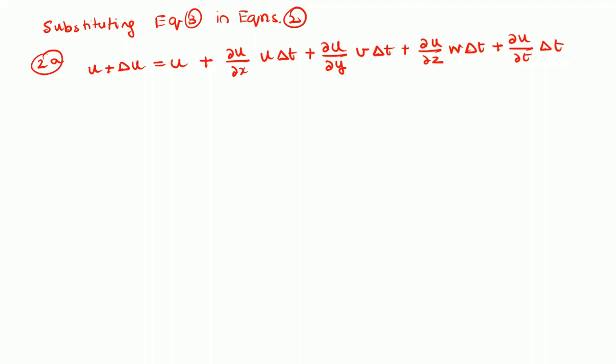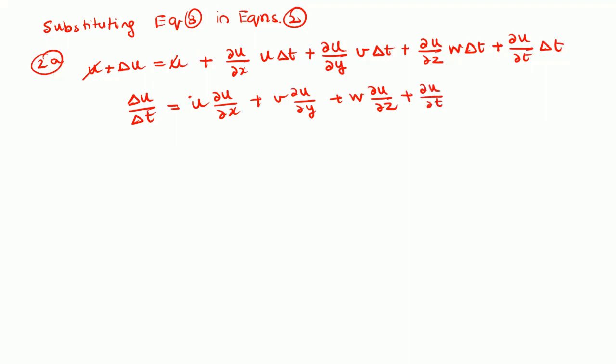Now if you see here, u and u cancel. Then we will divide the whole thing by delta t. We will get delta u by delta t equal to u into dou u by dou x plus v into dou u by dou y plus w into dou u by dou z plus dou u by dou t. This we have got by dividing by delta t.